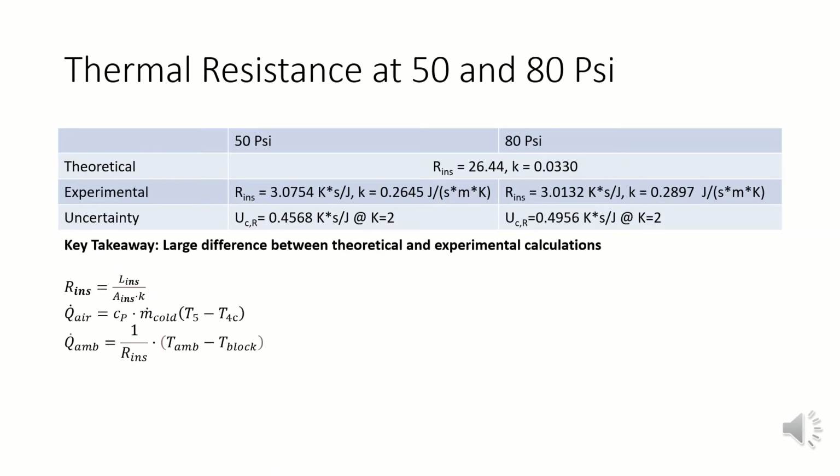Now we will discuss our findings from the experiment focusing on the refrigeration load. The calculated experimental values for the insulation resistance are far off from the expected value. This suggests that the assumptions made are not valid, and the lack of calibration causes an initial amount of error to be already present in the system.